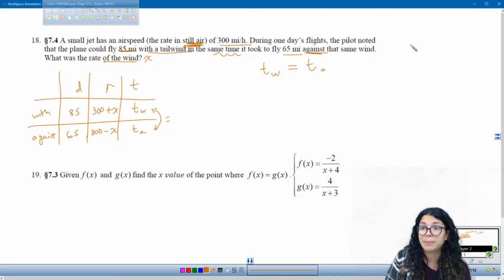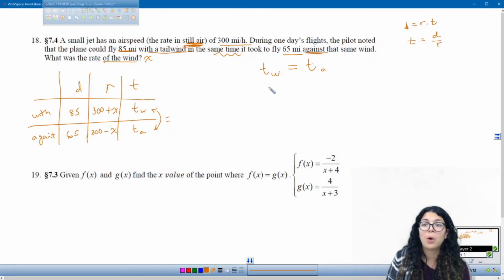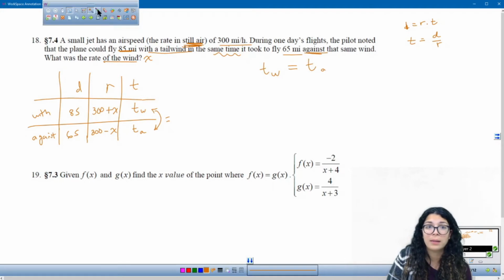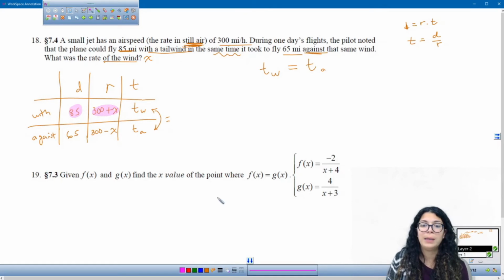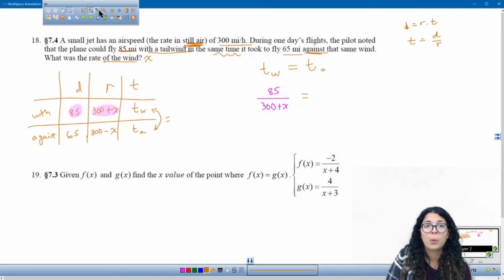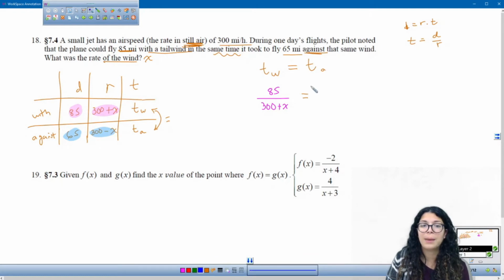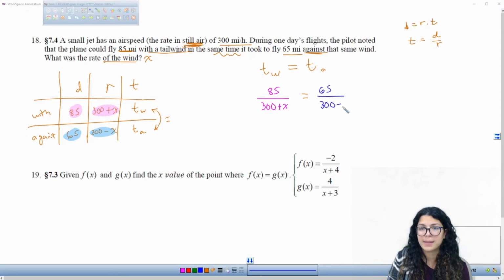So what is time, right? Remember, time is distance over rate, since distance equals rate multiplied by time. So the time to go with would be the distance with divided by the rate with. So it would be 85 over 300 plus x. And then the time against would be the distance against divided by the rate against. So the time against would be the distance 65 over the rate 300 minus x.